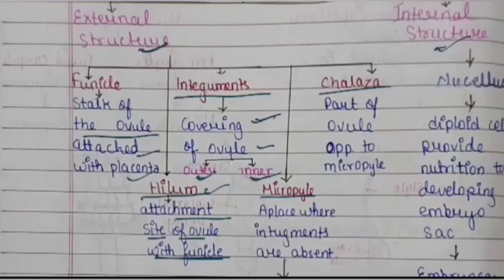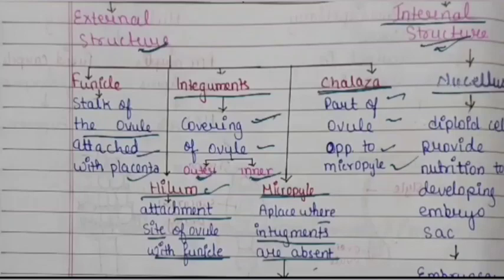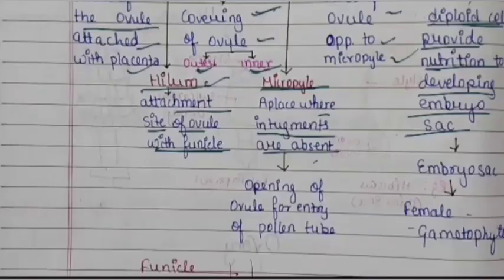Okay, now the micropylar end is the place where integuments are absent, which is just opposite to the chalazal pole. Now the chalazal pole is the part of the ovule opposite to the micropyle. Now if we talk about internal structure, it consists of the nucellus, inside which diploid cells provide nutrition to the developing embryo sac. So the micropyle is basically the opening of the ovule for the entry of the pollen tube.